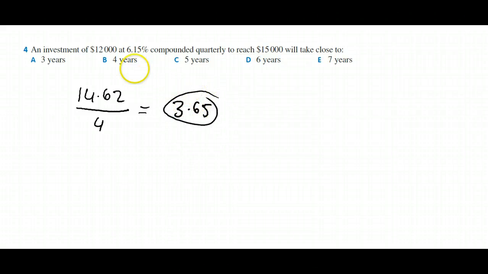3.65, and since we have to make it a whole number, we'll round it up to 4 years. So the best answer is B. It'll take 4 years to turn that amount into that amount.